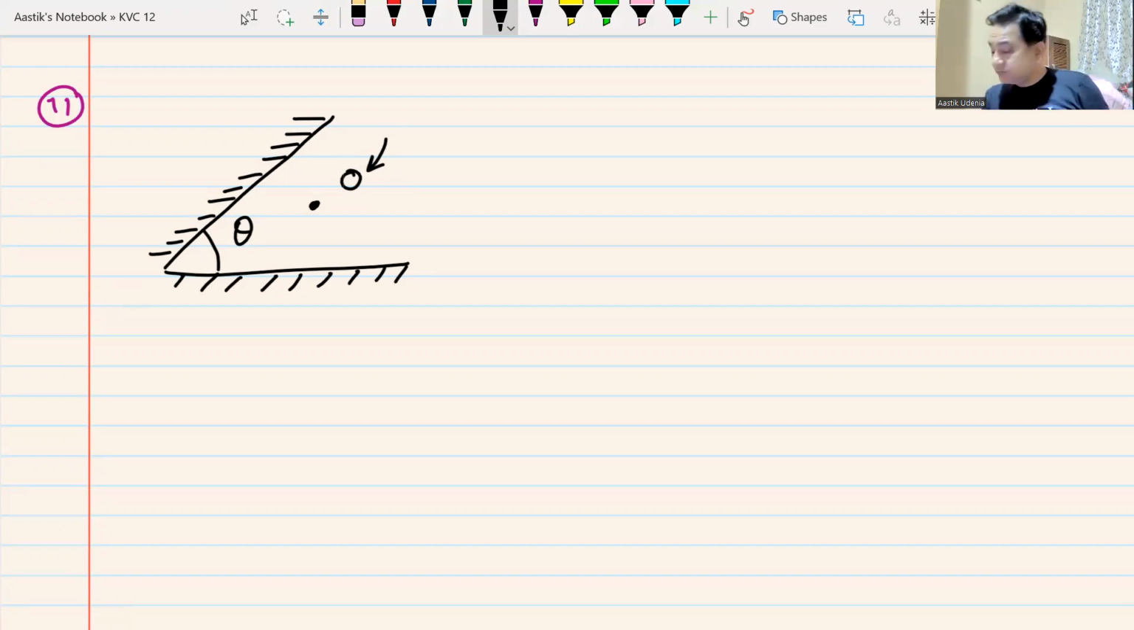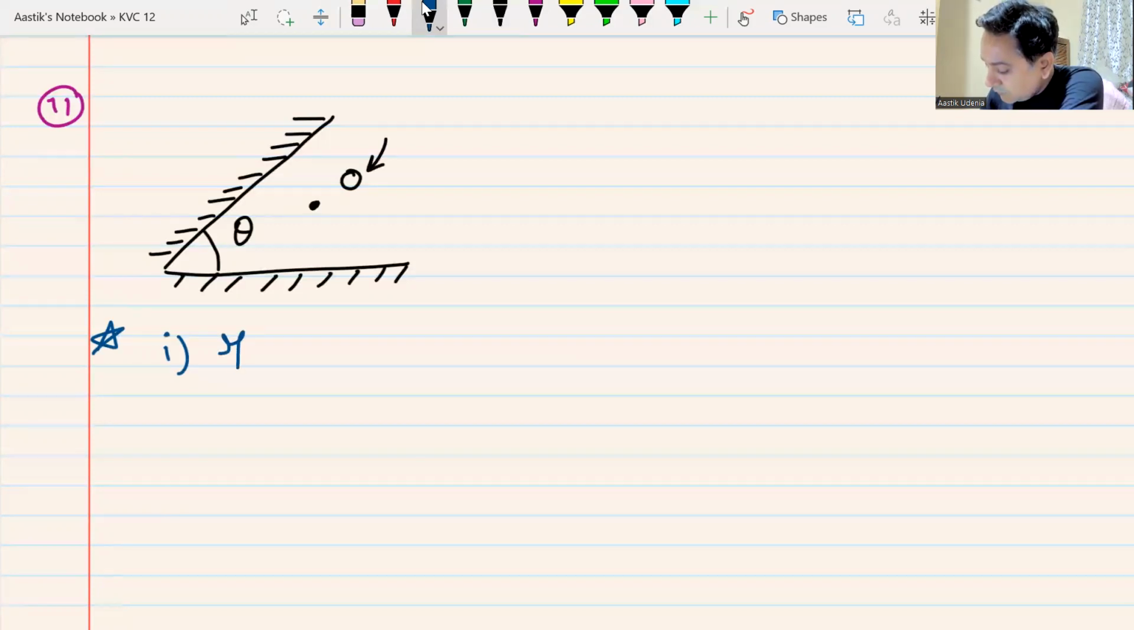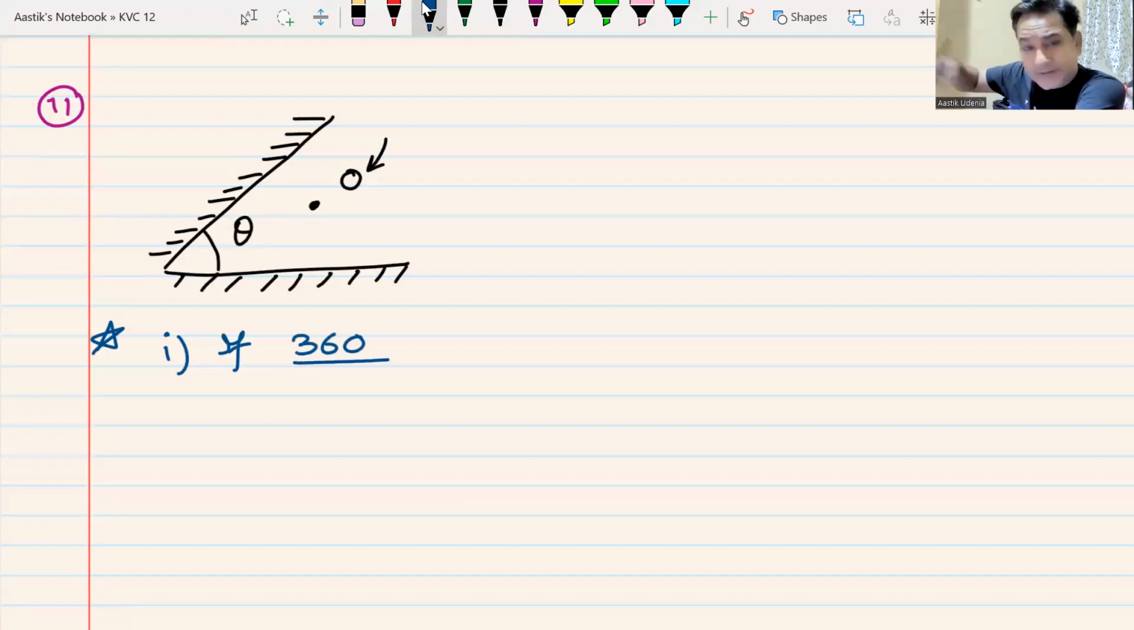How many images will be formed is the question. 360 by theta. Yes, so in that case, we have to remember an important point: if n is even, n minus 1. We have to first find if 360 degrees, which is the total angle in a plane, divided by theta, is it odd or even? Let me call this m.